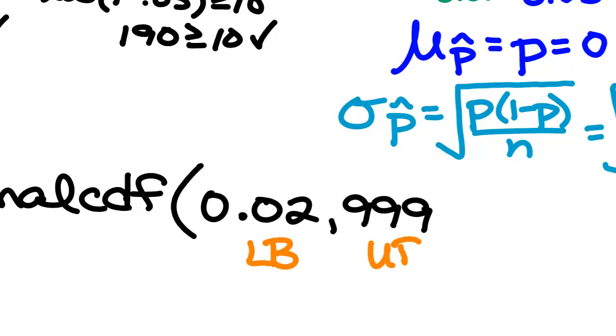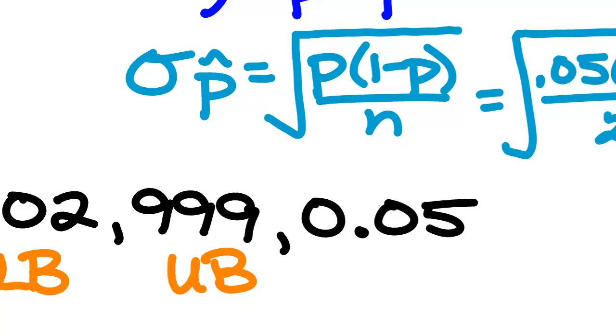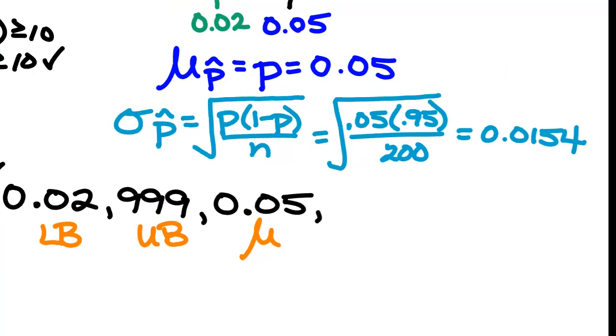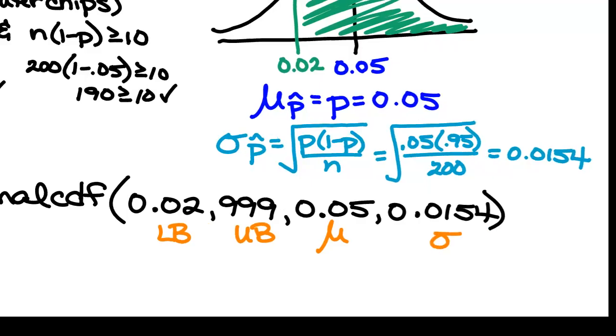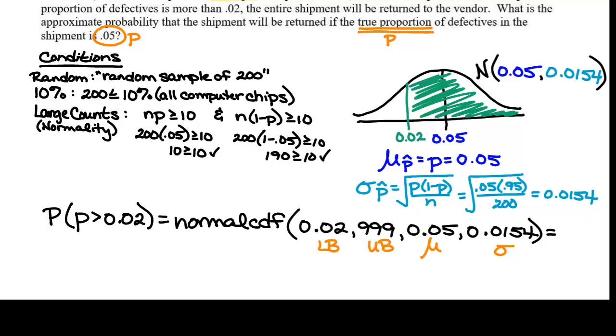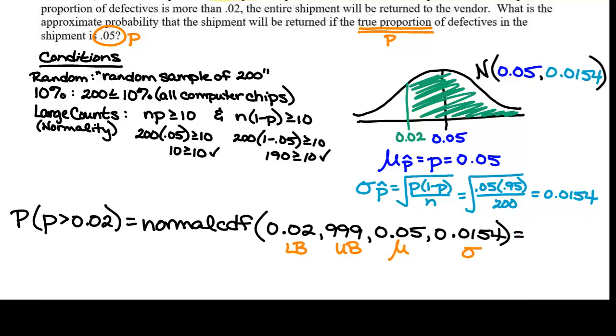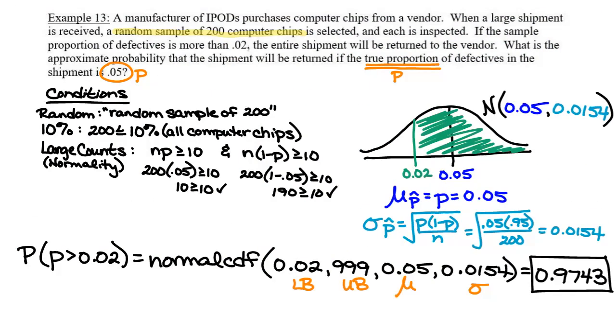Lower boundary, upper boundary, and then mean 0.05 and the standard deviation of 0.0154. We end up getting what? 0.9743 is absolutely correct. Nicely done.